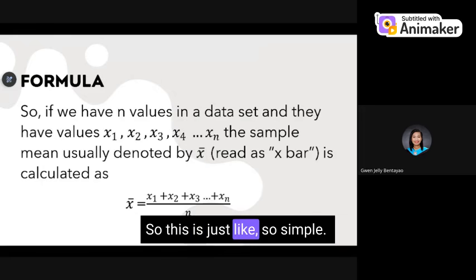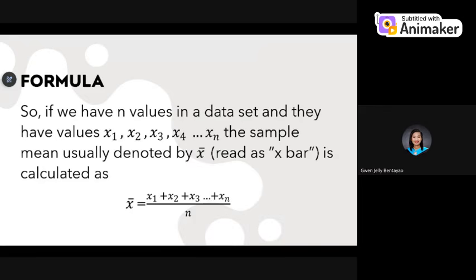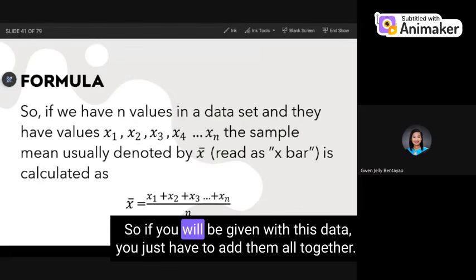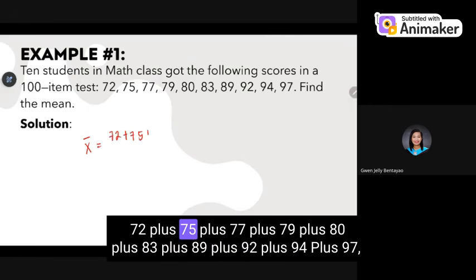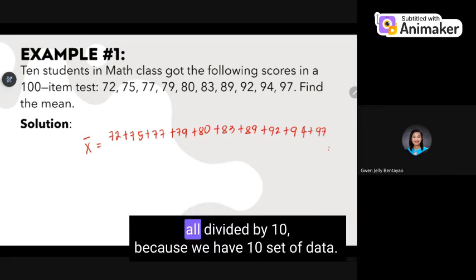This is just so simple. This is the formula. If you will be given this data, you just have to add them all together: 72 plus 75 plus 77 plus 79 plus 80 plus 83 plus 89 plus 92 plus 94 plus 97, all divided by 10 because we have 10 values in the data set.